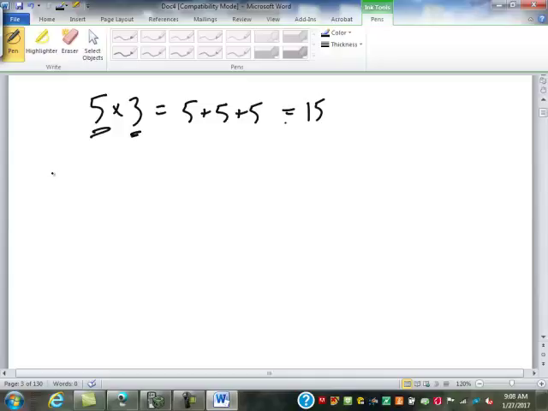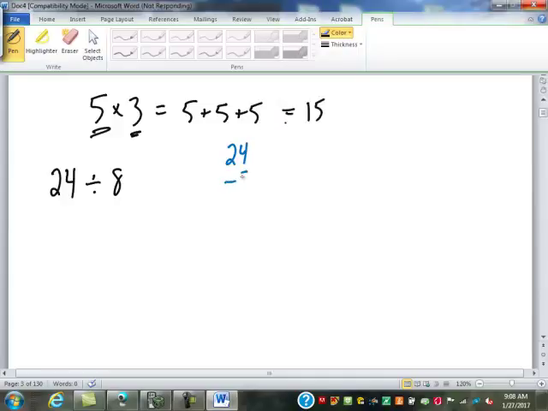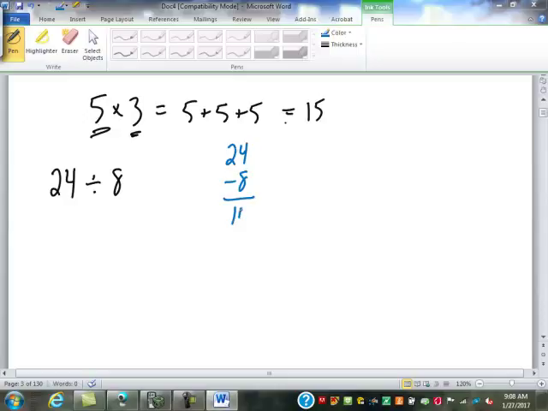Well, we said that division follows the same rules as multiplication, just in reverse. So 24 divided by 8 is not repeated addition, it's repeated subtraction. 24 minus 8 is 16, that's once. 16 minus 8 is 8, that's twice. 8 minus 8 is 0, that's 3 times. 24 divided by 8 is 3, because we can subtract 8 from 24 3 times.